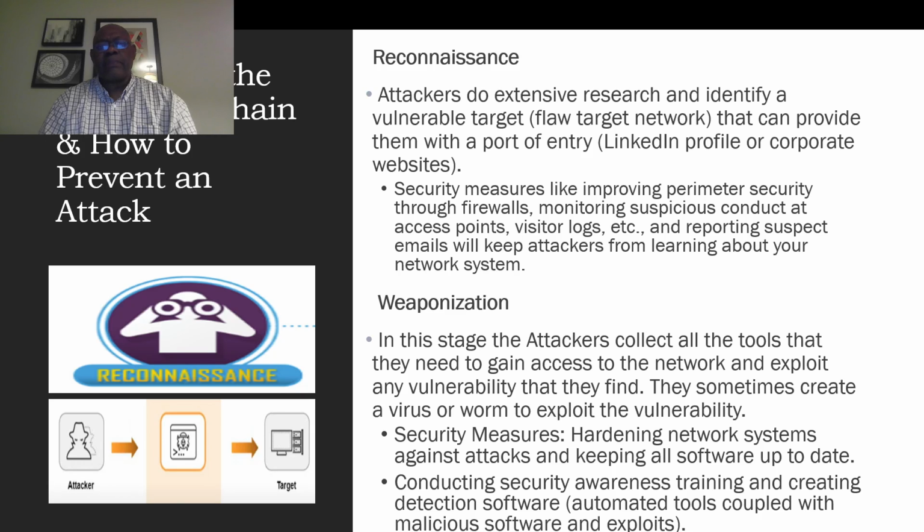The next stage is weaponization. In this stage, the attacker collects all the tools that they need to gain access to the network and exploit any vulnerability that they can find. They sometimes create a virus or worm to exploit the vulnerability. The security measures used here are hardening the network system against attack and keeping all software up to date, conducting security awareness training, and creating detection software.